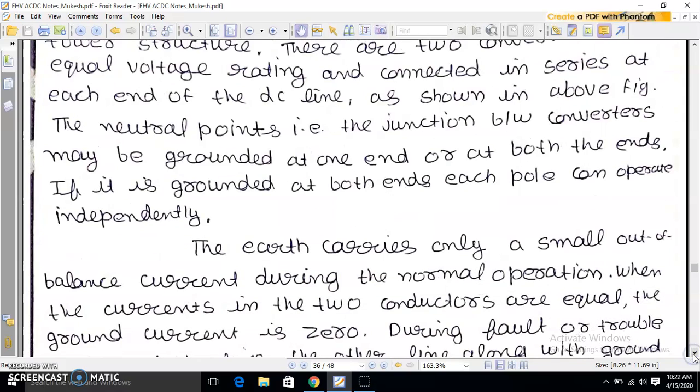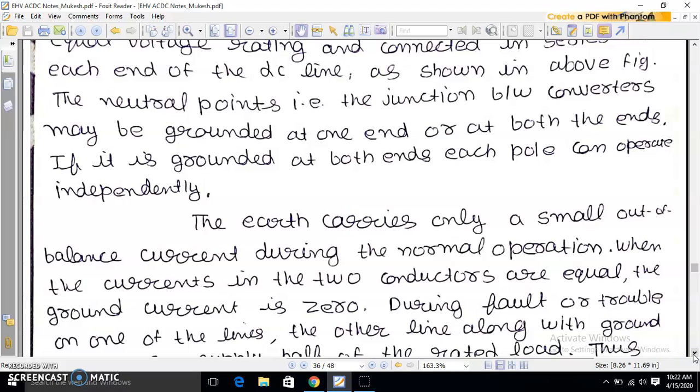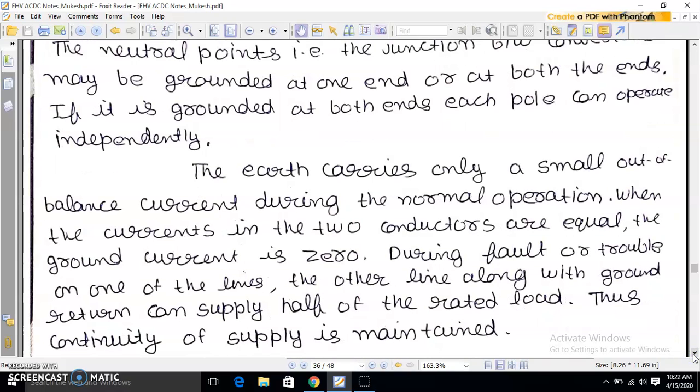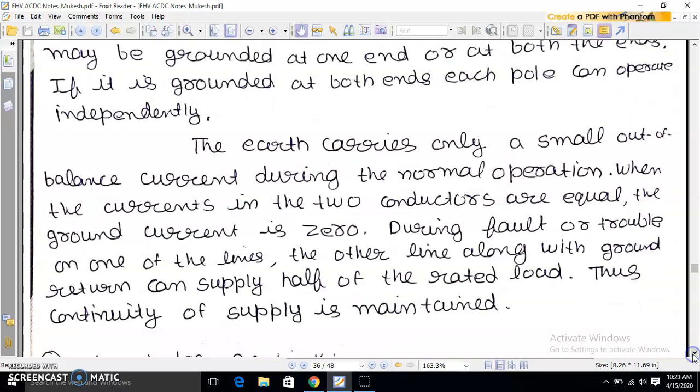The earth carries only a small out-of-balance current during normal operation. When the currents in the two conductors are equal, the ground current is zero. During a fault or trouble on one of the lines, the other line along with ground return can supply half of the rated load. Thus, continuity of supply is maintained.